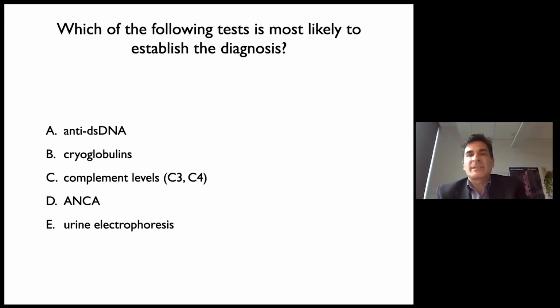Which of the following tests is most likely to establish the diagnosis in this patient? A, anti-dsDNA antibodies. B, cryoglobulins. C, complement levels, C3 and C4. D, an ANCA. Or E, urine electrophoresis. And the correct answer is D, ANCA.